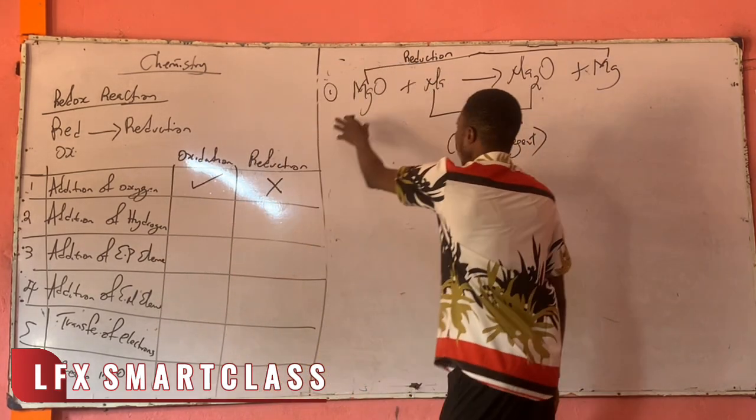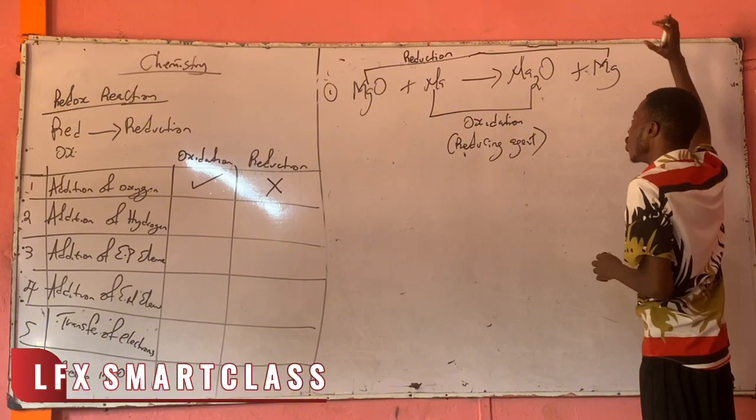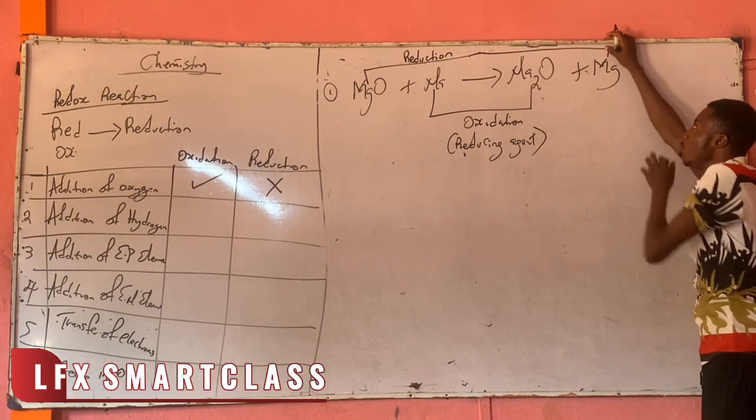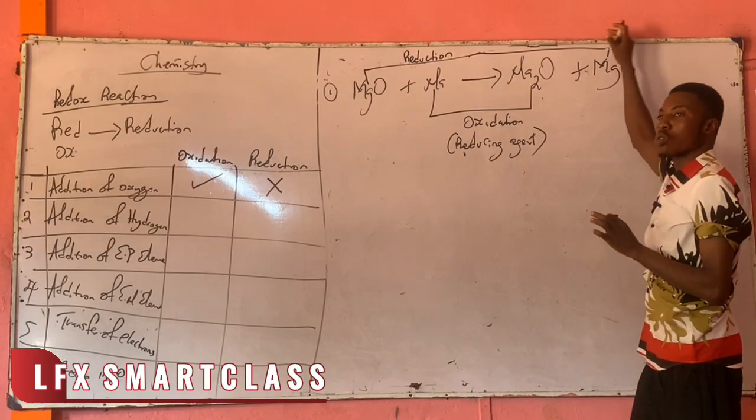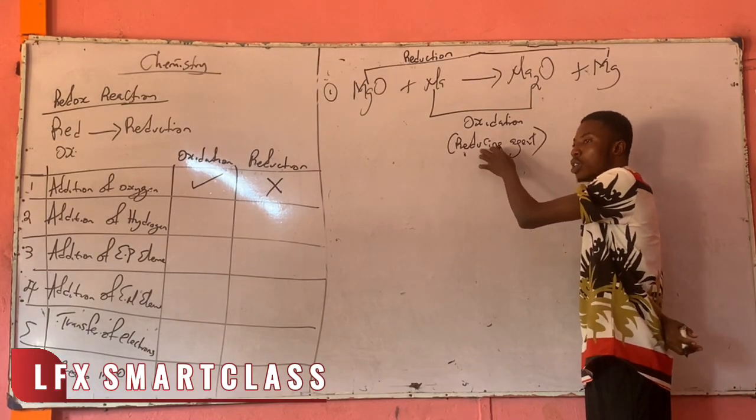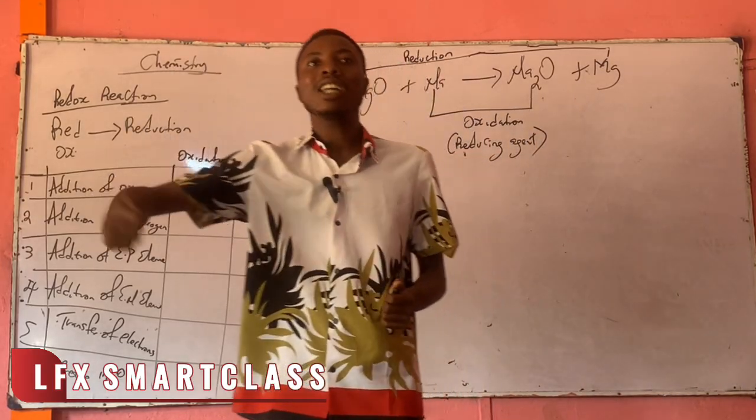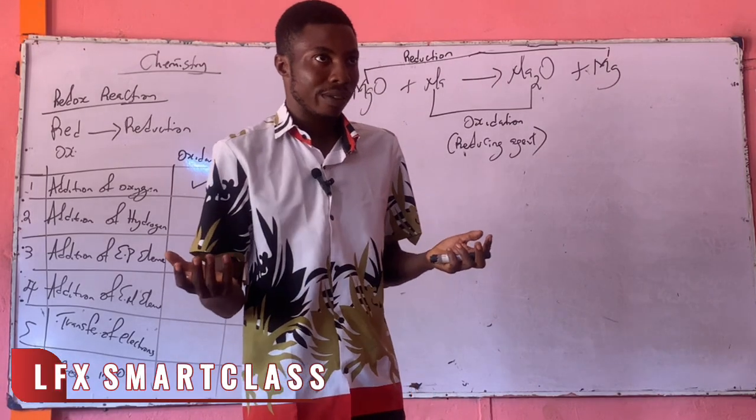But here, you see that when magnesium reached here, magnesium has been reduced, because it has been reduced by sodium. Sodium is now a reducing agent. So that means anywhere sodium is, it is there to reduce. Do we get that now?